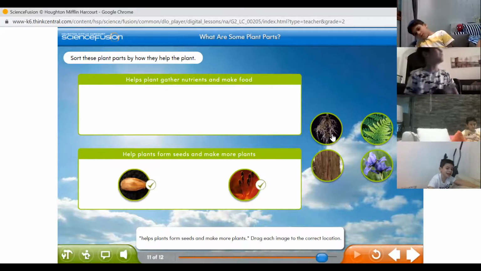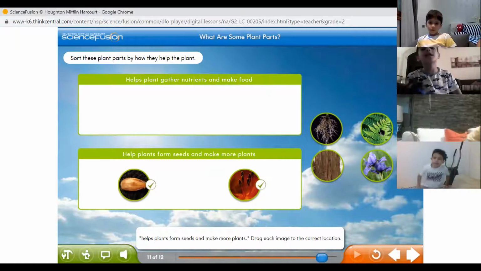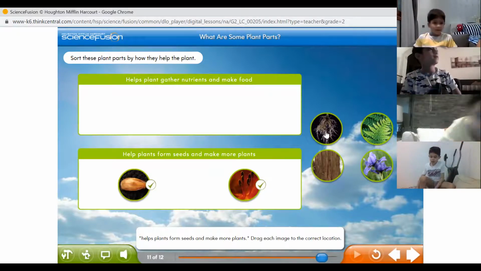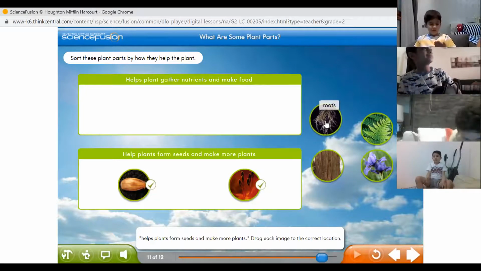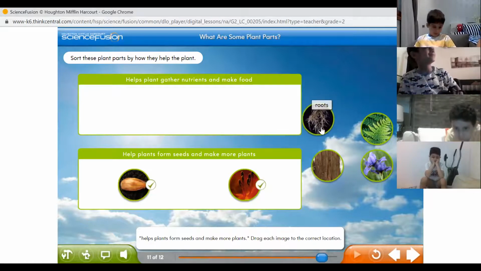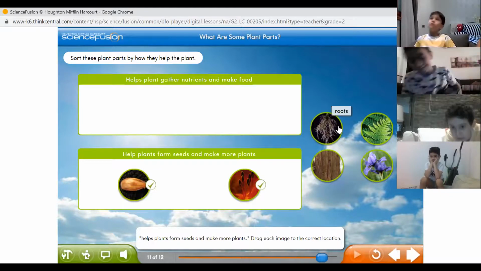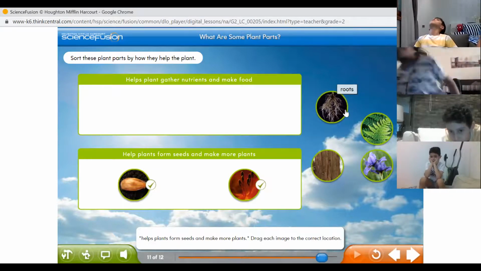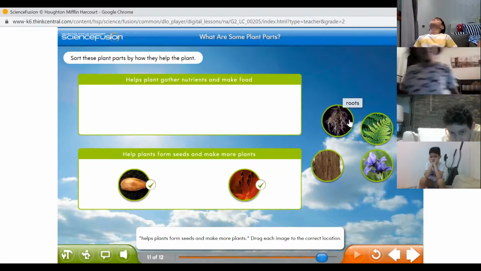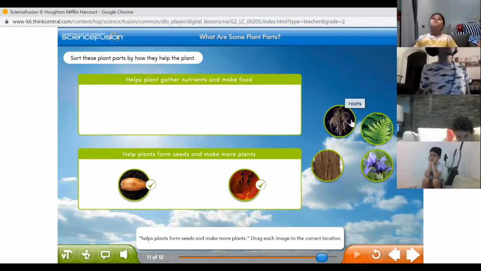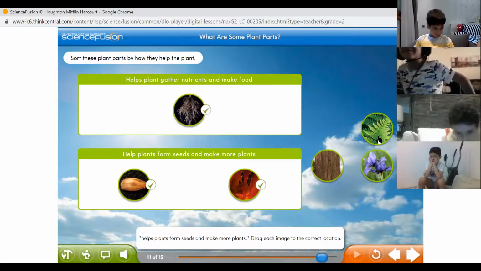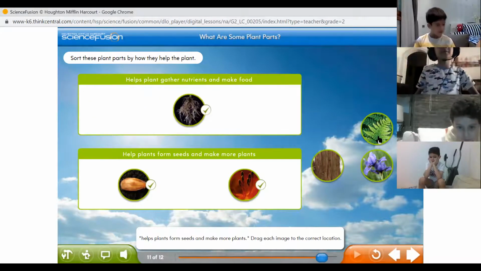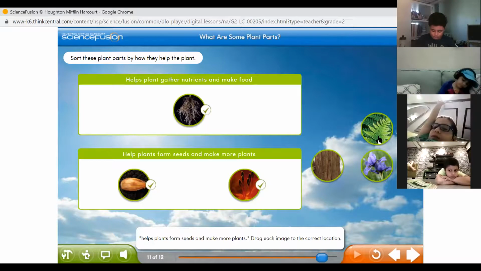Saud, my lovely boy. Okay, can you tell me, Saud, these roots, what do they do? They make nutrients and take food, or they will make new plants? To make new plants. Are you sure? It takes water and nutrients to make food or to make new plants? To make food. Excellent, excellent, Saud. Good job.